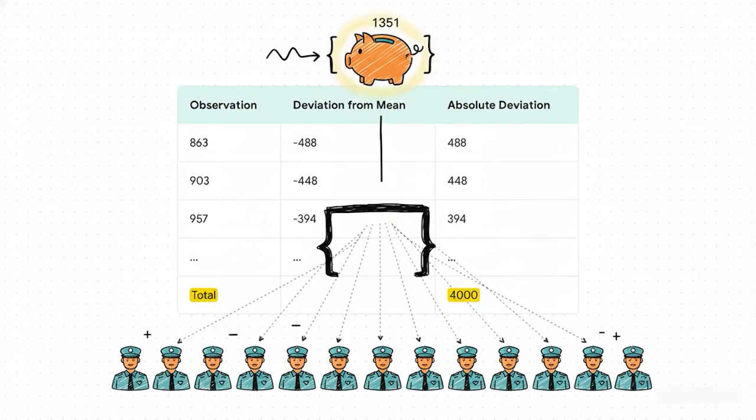So the average payment here is $1,351. Now we just do the work. We take the first payment, $863, and see how far it is from the mean. That's $488. We do that for the next one and the next one for all 12 payments. And when we add up all those individual distances, we get a grand total of 4,000.